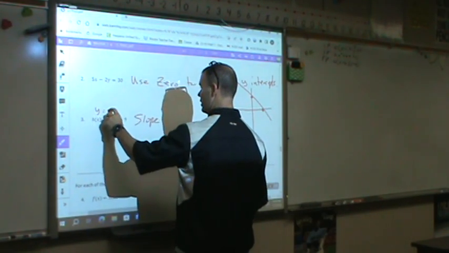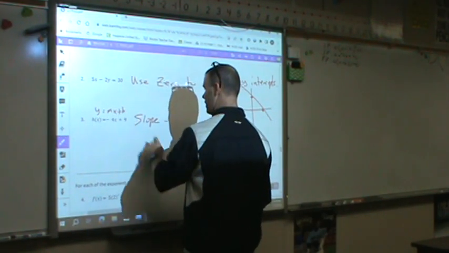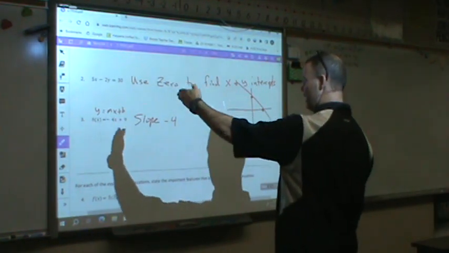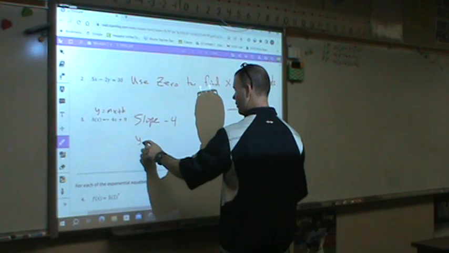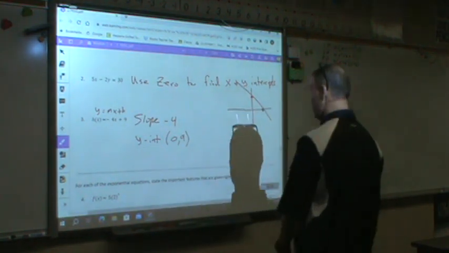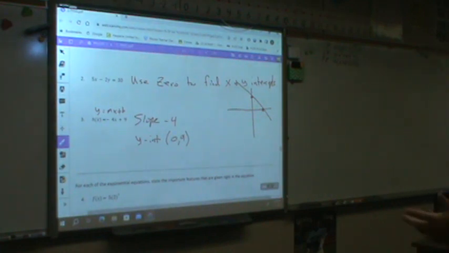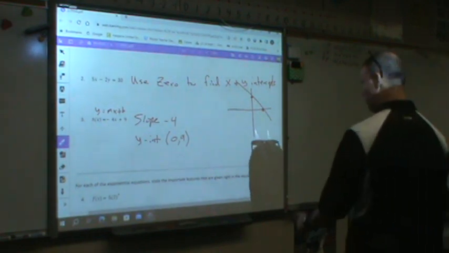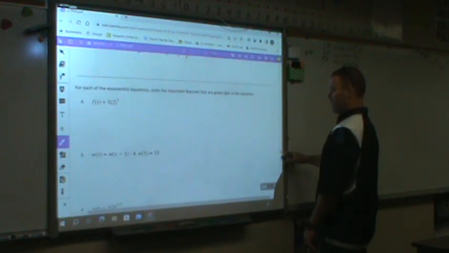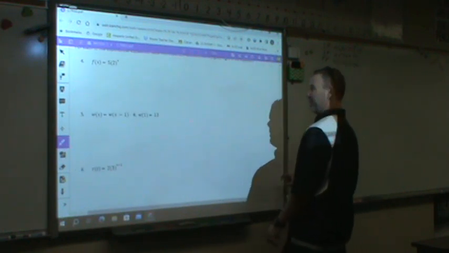Y equals mx plus b. Been a while since you've seen it then. Okay, I identified m, b is 9. My y-intercept is 0 and 9. Not 9, 0 and 9, because every point on a graph has a x and y value. Next we look at 3 different exponential functions.